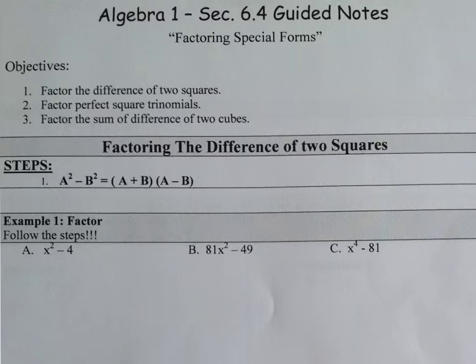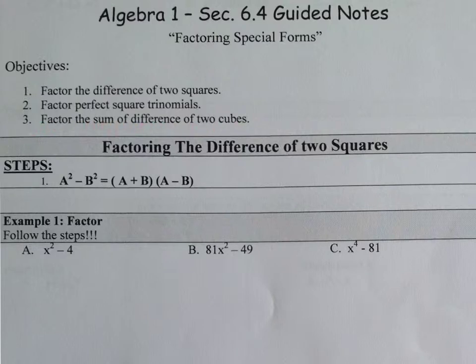Okay, we are on section 6.4, which is factoring special forms. The objectives are to factor the difference of two squares. We're really not going to do factoring perfect square trinomials because it works the same as what you've done in 6.3 and 6.4 with the trinomials. So I'm not going to make you learn a special form just for that when you can do it the other way. And then 3 is factor the sum and difference of two cubes.